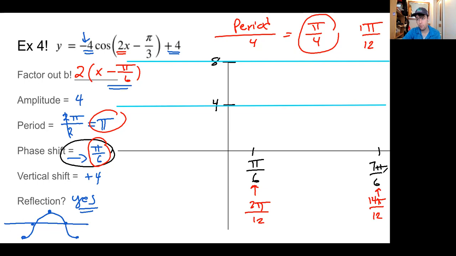So I need to make sure I have 14 of these. I'm going to erase some markings here because, again, this was sort of preliminary. All right, so let's go through it. Pi over 12, pi over 6, or 2 pi over 12. Let's count it in pi over 12: 2 pi over 12, 3 pi over 12, 4 pi over 12, 5 pi over 12, 6 pi over 12, 7 pi over 12, 8 pi over 12, 9 pi over 12, 10 pi over 12.